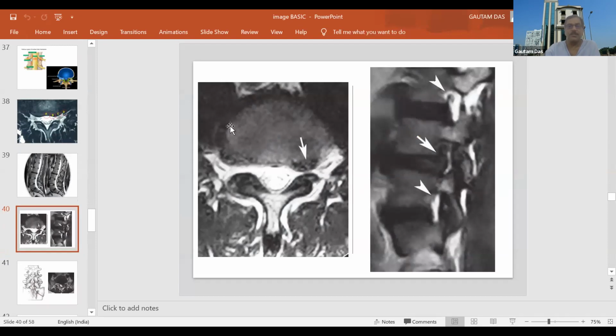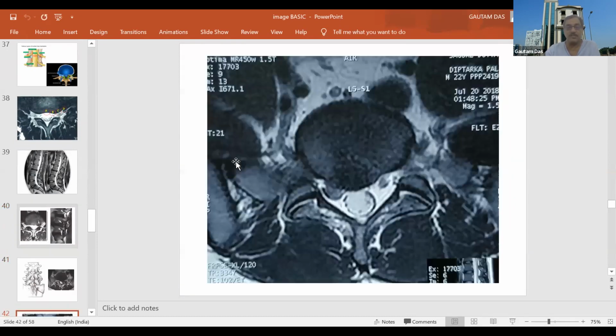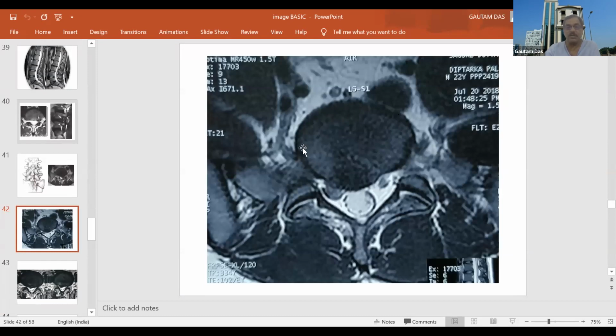Okay, here you can see you cannot differentiate the annulus. Nuclear material is spreading to the periphery. So this is a degenerated disc, right? Okay, so this is a degenerated disc. You can see that this material is spreading towards the periphery.